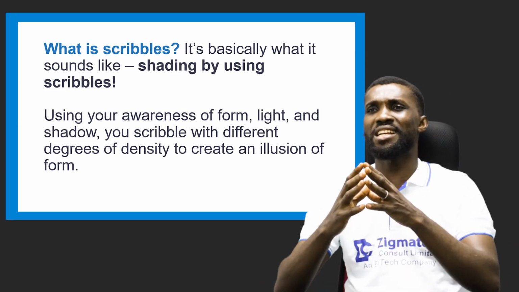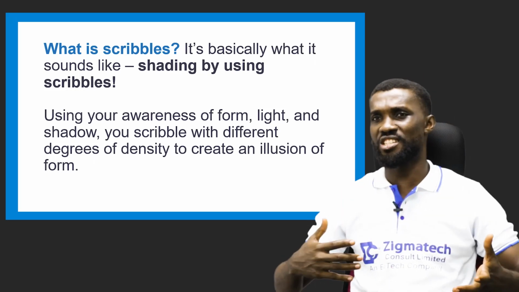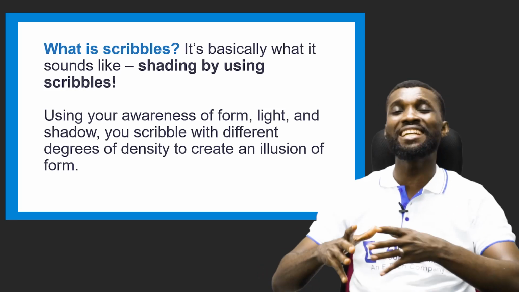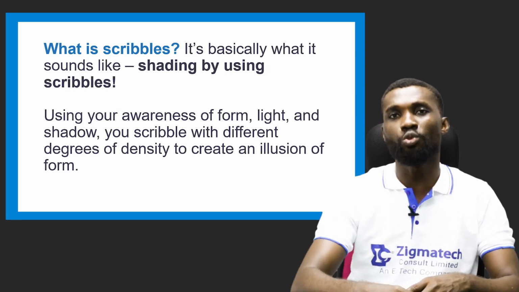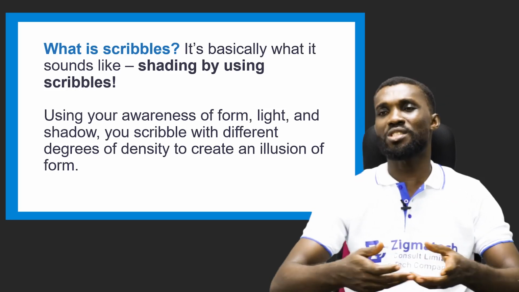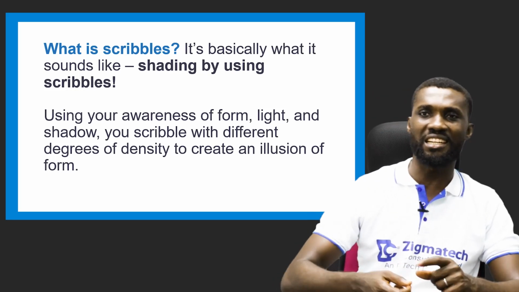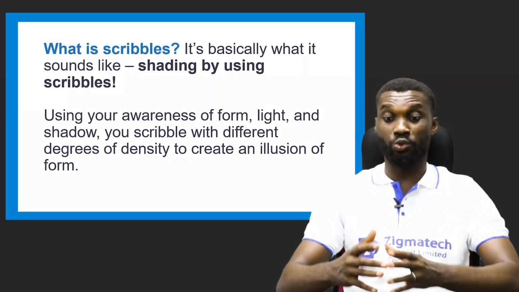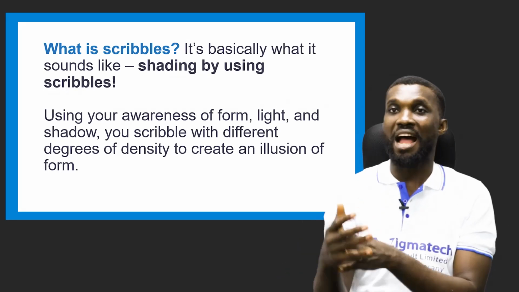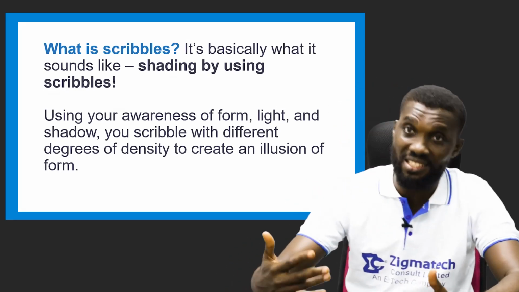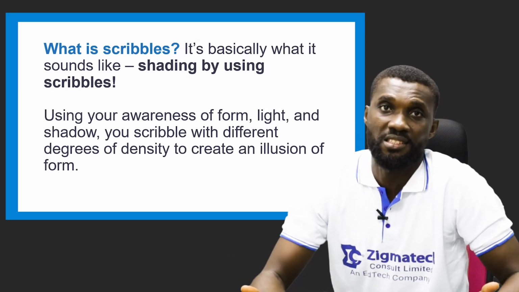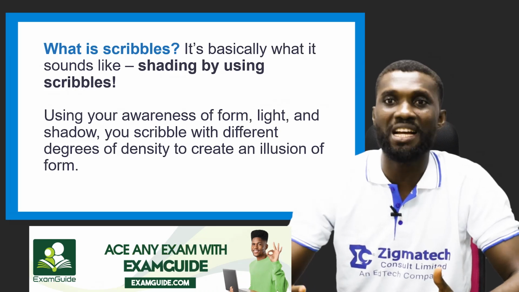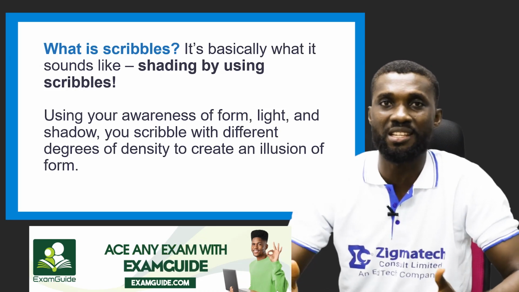Now, you use the awareness of the forms and light and shade, object, shape, style that is around you to bring it into scribbling. By the time you start to scribble in different degrees, in different density, to create an illusion of form, then automatically you create something. I know a lot of artists who are scribble artists. From scribble we have the doodle artists. From then, we start getting Dadaism and Surrealism and all that.